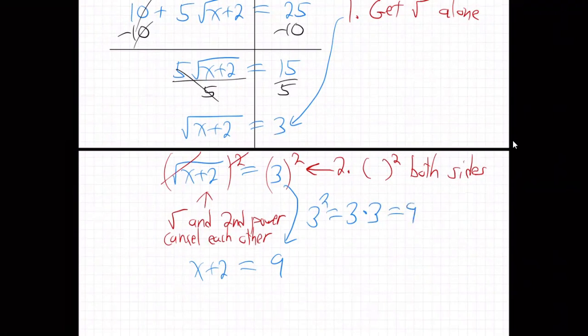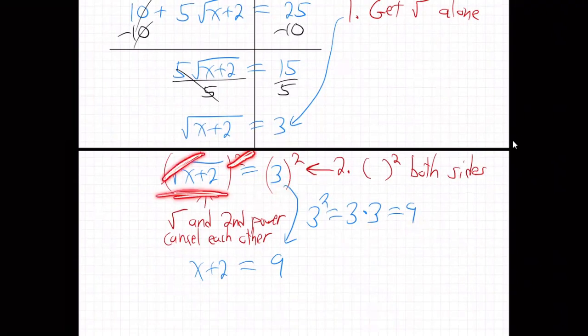Why didn't things cancel on the right side? Well, there's no root over there. See over here, there's no root here. So that 2 power is not going to be canceled. You're going to have to actually do it. You're going to have to do 2 3s. 3 times 3 is 9. Whereas over here, the 2 power was canceled because there was also a root.